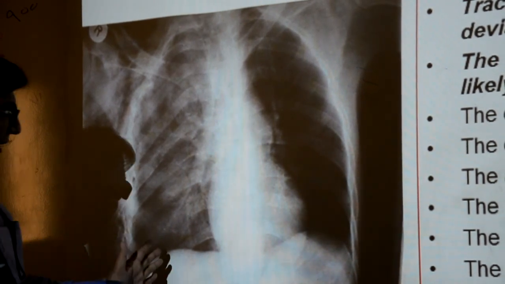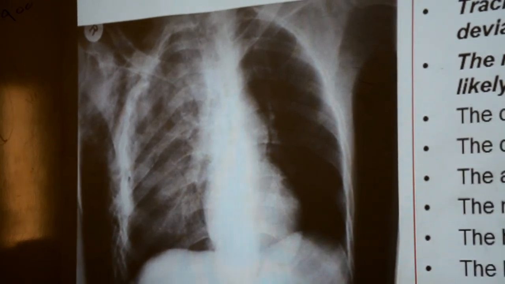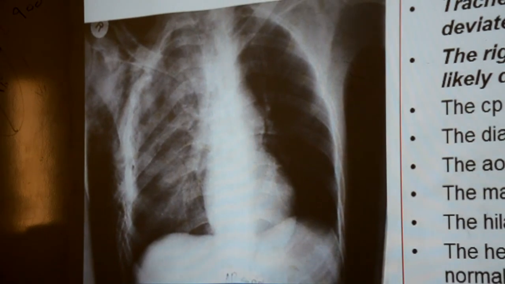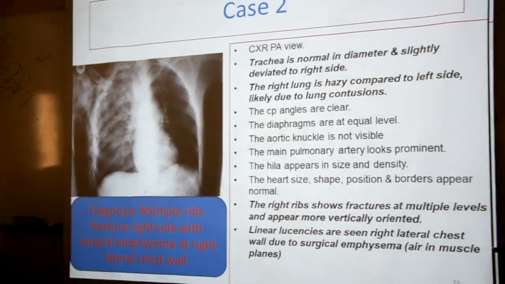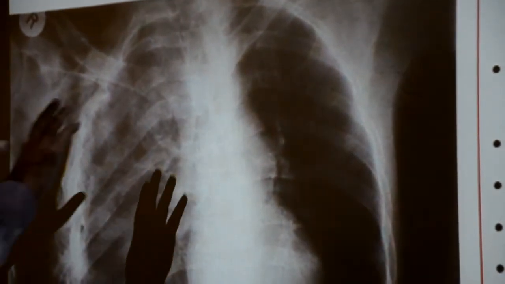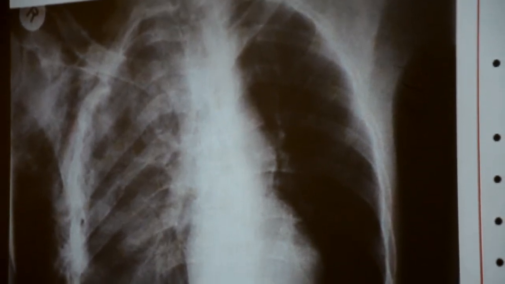The heart size is normal, and the shape is okay, but it is slightly deviated, probably to the left side. The costophrenic angles are sharp, the diaphragms are both at the same level. What else? Blood vessels. Blood vessels appear prominent. The aortic knuckle and pulmonary trunk are not clear to me because the centering is not good here. So almost I described more than 90%.